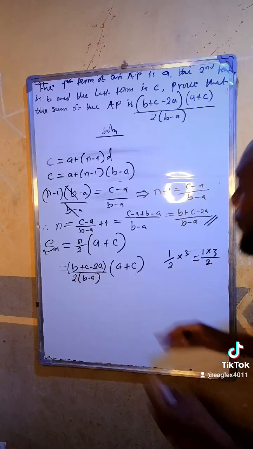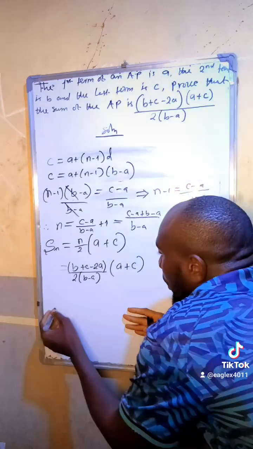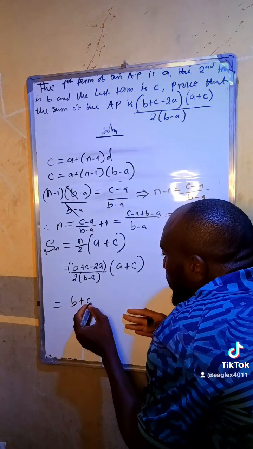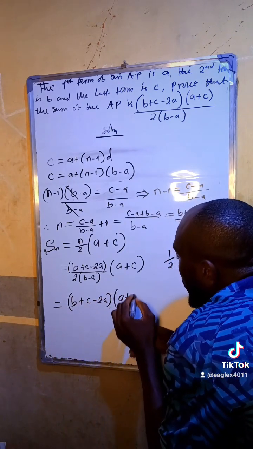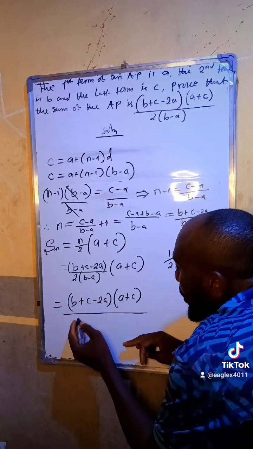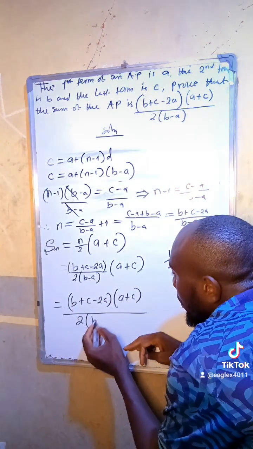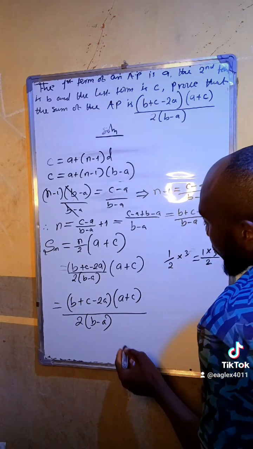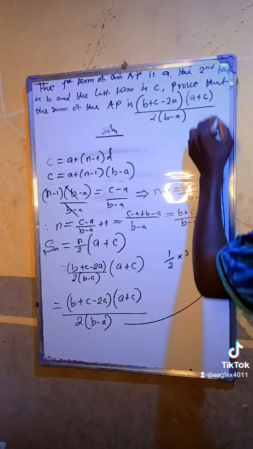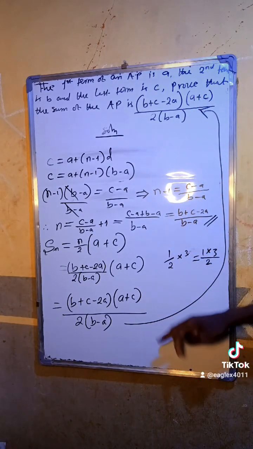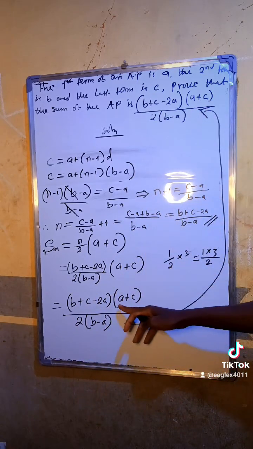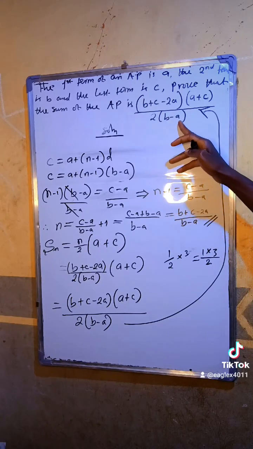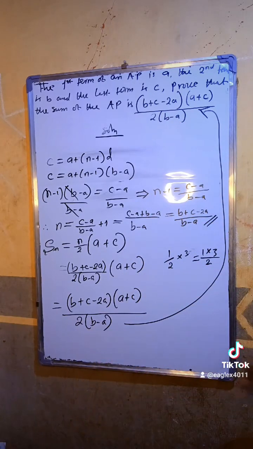So this is what I will apply here. This multiplied by this, I can write it as B plus C minus 2A into A plus C close bracket divided by 2 into B minus A, which is the same thing as the question. This is what the question asks us to do: B plus C minus 2A into A plus C divided by 2 into B minus A, which means we have proved this.